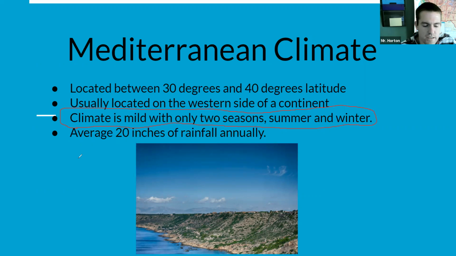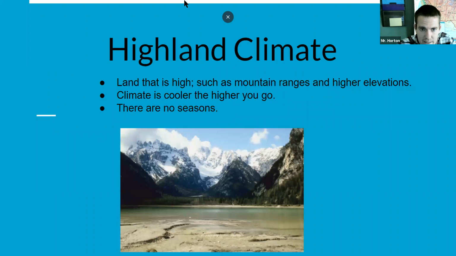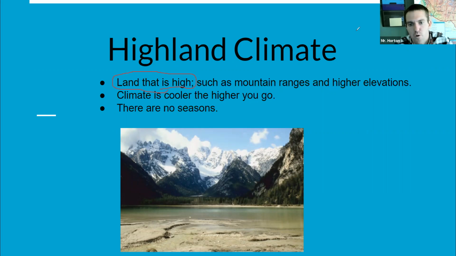All right, it's mild with only 2 seasons, summer and winter. Then we go to our next climate, which is going to be the highland climate. All we're going to say for the highland climate is exactly what the name sounds like. We're just going to say that the land is high. The land has to be high, which causes the highland climate to be more mountain ranges and higher elevation.